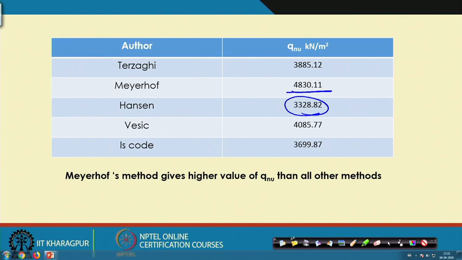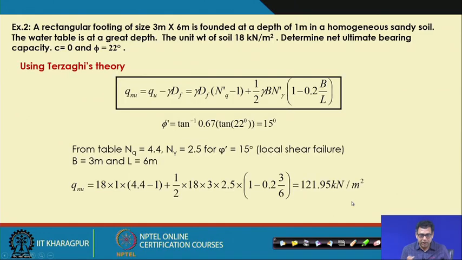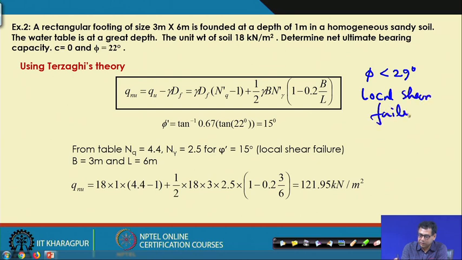So, next, as I mentioned, what will happen if your phi value is less than 29 degrees? Because in the previous case it was greater than 36 degrees, so it was general shear failure. Now our phi value is less than 29 degrees, so it will be local shear failure.